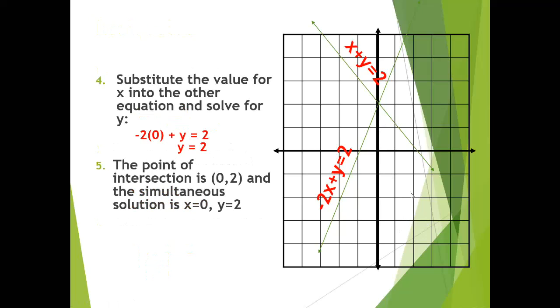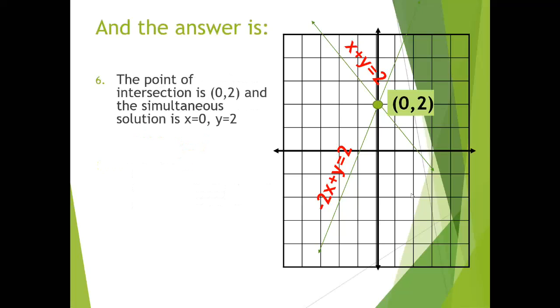Next, I'm going to take that 0 value for x and go to the other equation. Remember, I plugged into x plus y. Now I'm going to go back to the other equation, negative 2x plus y equals 2. I'm going to plug in the 0 for x and solve that, and I get y equals 2. So the point of intersection is 0, 2, and the simultaneous solution is x equals 0, y equals 2.